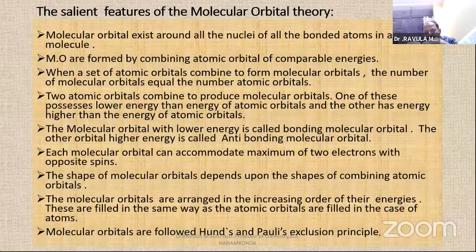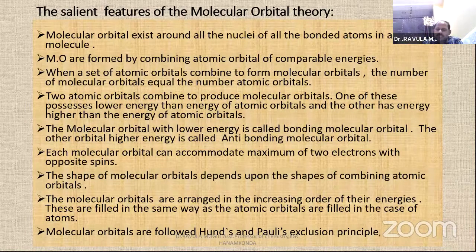If the orbital has energy similar to the atomic orbital energy, it is called a non-bonding molecular orbital. So the energy increasing order of molecular orbitals is bonding molecular orbital, non-bonding molecular orbital, and anti-bonding molecular orbital. Lower energy is bonding. Next, similar energy to the atomic orbital is non-bonding. Next, higher energy orbitals are anti-bonding.